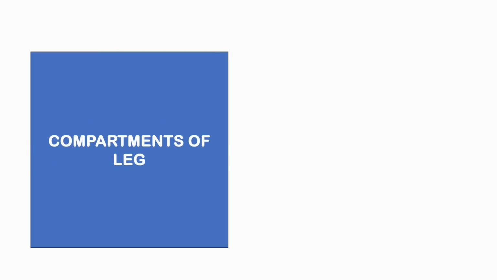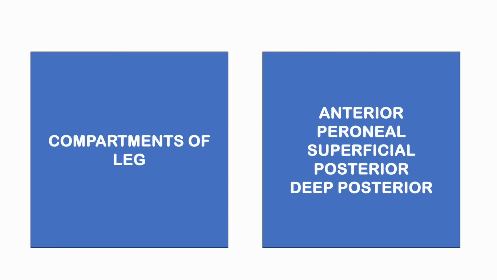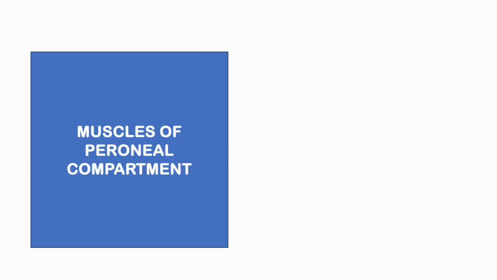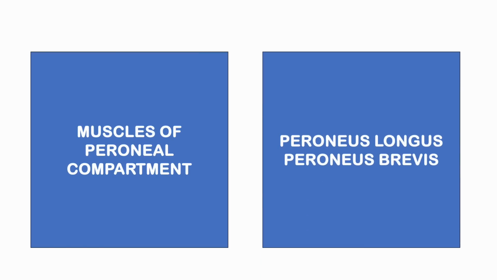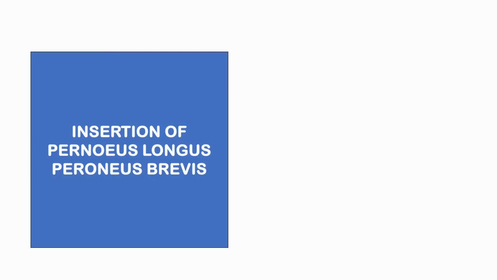How many compartments are there in the leg, and name them? There are 4 compartments: anterior, then lateral or peroneal, then posterior superficial and posterior deep compartment. Muscles of the peroneal compartment, the name itself says, peroneus longus and peroneus brevis.